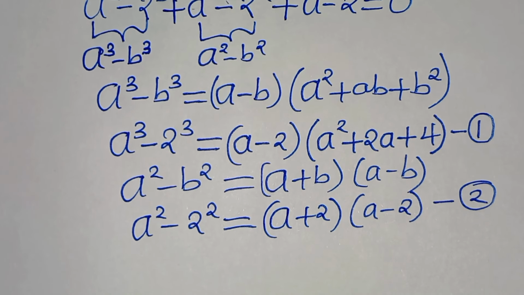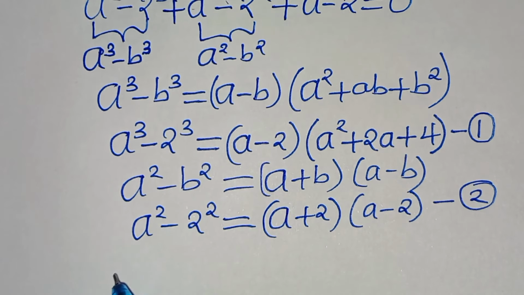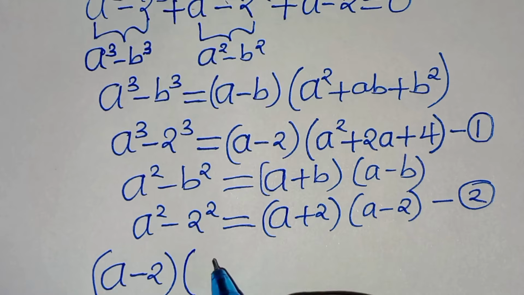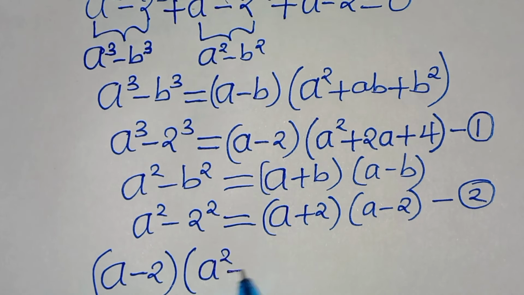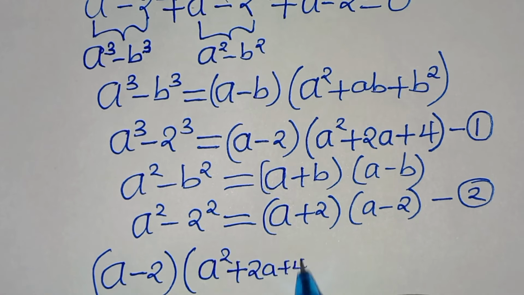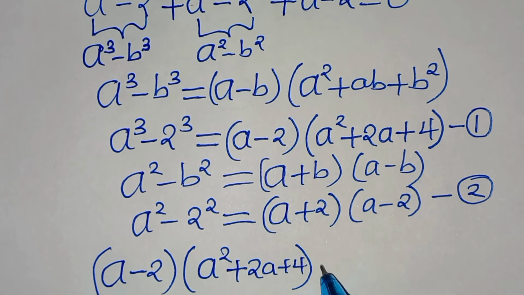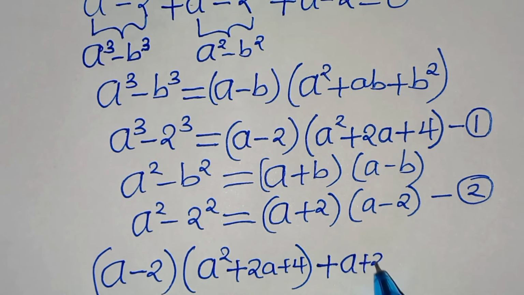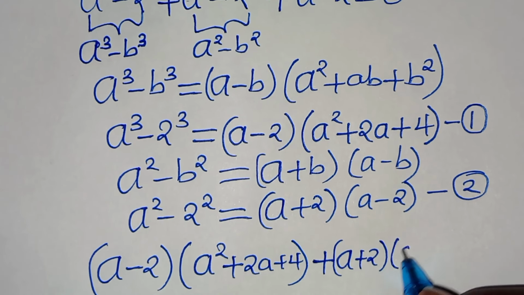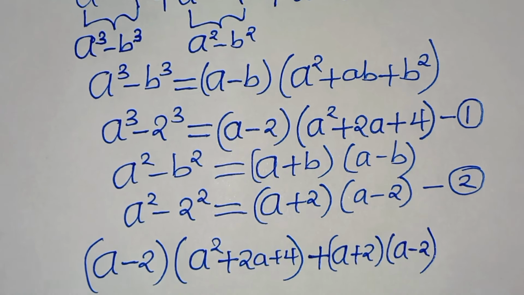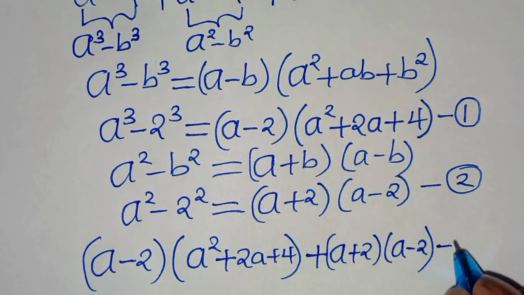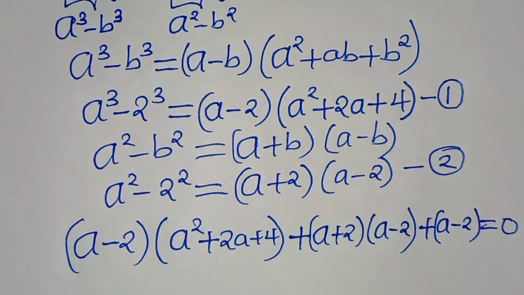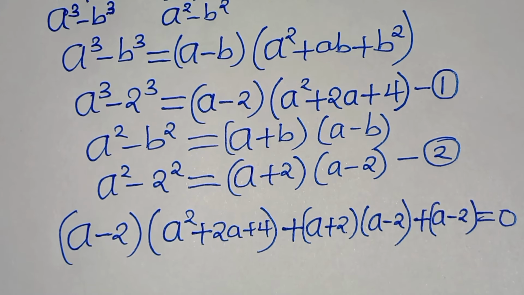Now, we have from the first part here, this is a minus 2, into the parentheses, a to the power of 2 plus 2a, then plus 4, close the parentheses, then plus a plus 2 multiplied by a minus 2, then plus a minus 2. This is equal to 0.